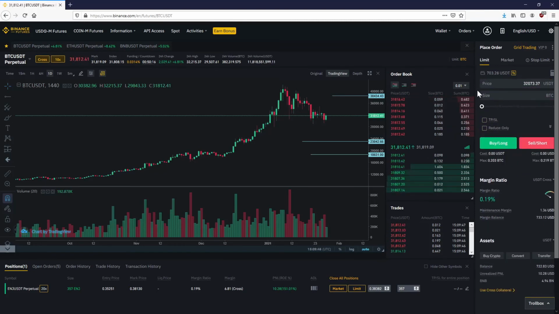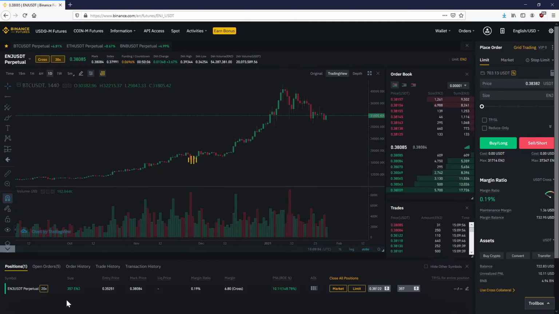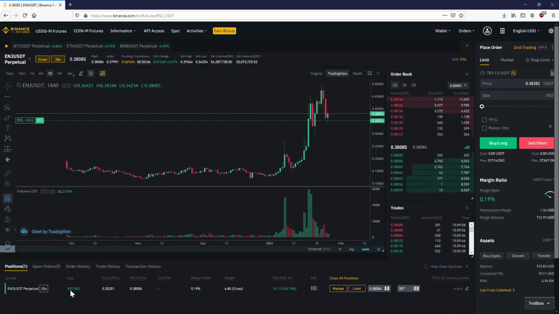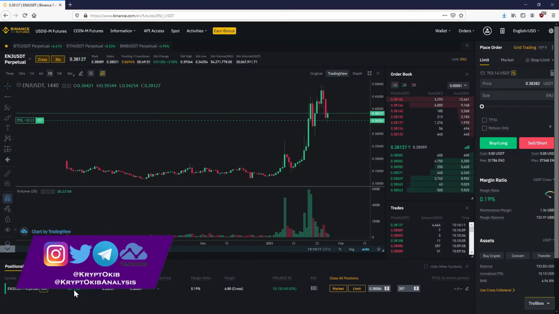But then there is one thing you will notice here, reduce only. What does this do? This is to reduce your position, assuming you are in a trade, as I am in this trade at this very moment. So what this means is we have 357 quantity size of VNG. But assuming I want to close it, as I do not have take profit and stop loss, assuming I want to close the trade manually, that means I have to sell back to the market, right?